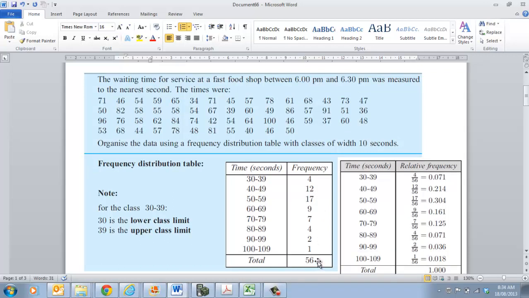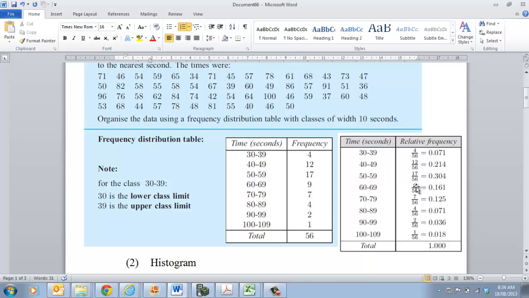Alright, so the other thing, a way of representing that, I mean, you could just represent the frequency if you wanted to, but you could also do that as a percent relative frequency. Now the value about doing that is it gives you a percentage. So obviously 0.071 would be 7.1% of the data lies in this range. 0.214 would be 21.4% of the data.